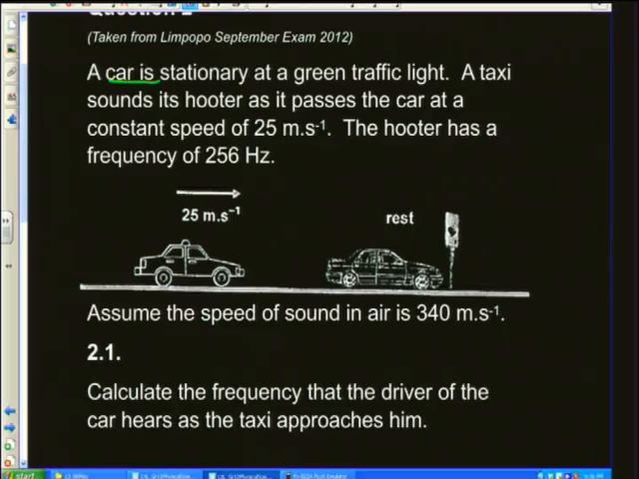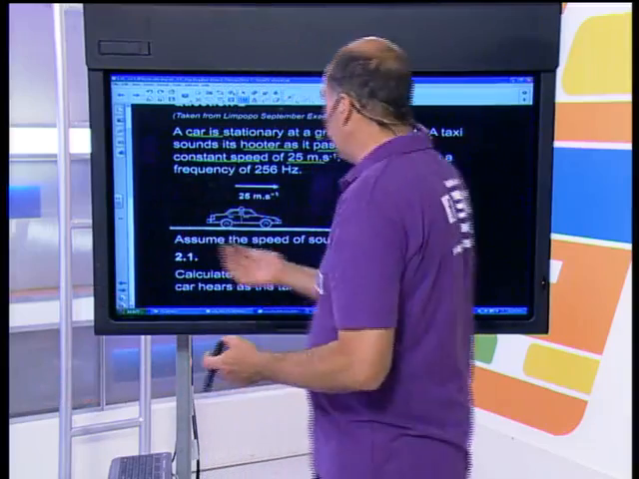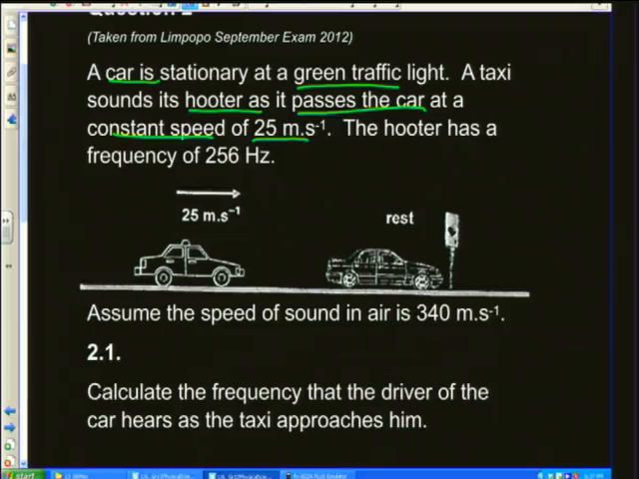Now, notice question number 2. A car is stationary at a green traffic light. A taxi sounds its hooter as it passes the car at a constant speed of 25 meters per second. Now, 25 meters per second is quite fast, because 20 meters per second is about 72 kilometers an hour. The taxi shouldn't have been driving that quickly at a robot, in a public, built-up area, it should only be doing a maximum of 60 kilometers per hour. So the taxi's not behaving well. The hooter has a frequency of 256 hertz. So there's the scenario for you.